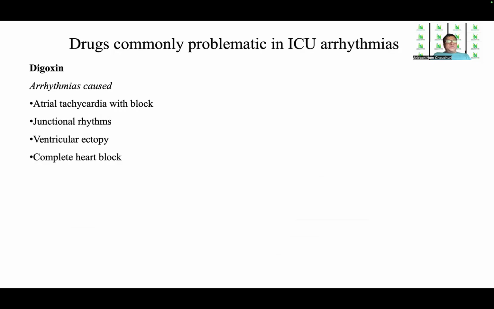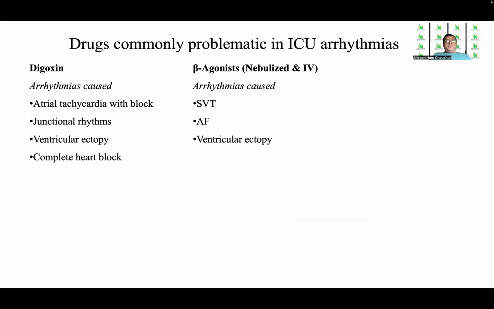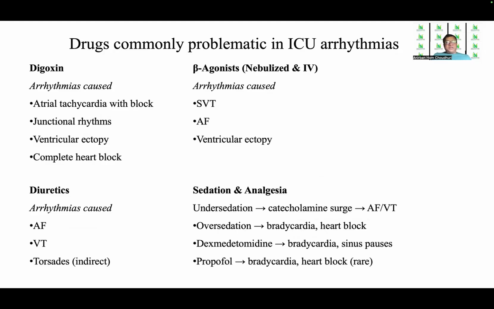Digoxin can cause arrhythmias. It can cause atrial tachycardia with block, junctional rhythms, ventricular ectopics, and complete heart block. Beta agonists, which are extensively used in the ICU, can cause arrhythmias like SVT, AF, or ventricular ectopy. The diuretics used can cause arrhythmias like AF, VT, and indirectly torsades.